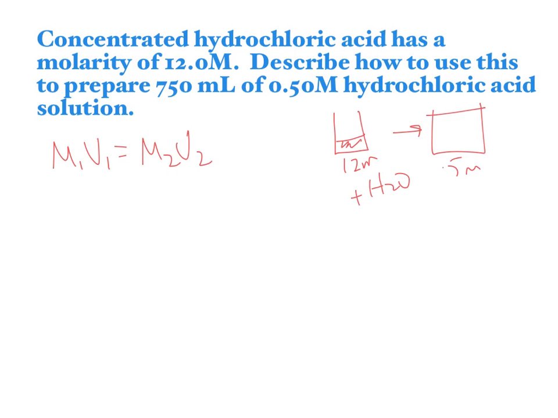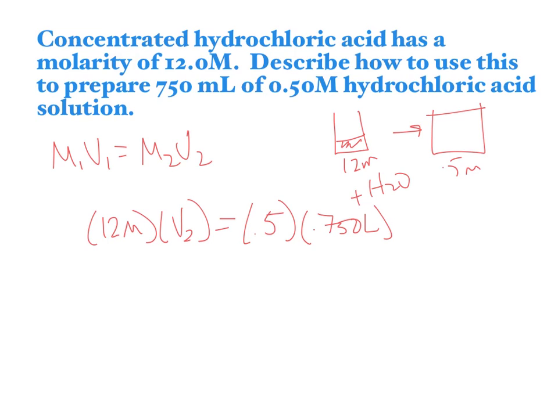Alright, so now that I know that it's dilution, the math part's actually not all that hard. My initial concentration is 12 molar. I don't know how much of that I need. That's what the question's asking me about: how much of that do I need to prepare this? On my other side, I've got M2. My final molarity is going to be 0.5. That's what I'm trying to make. And I'm trying to make 750 mL, 0.750 liters, of this particular solution.